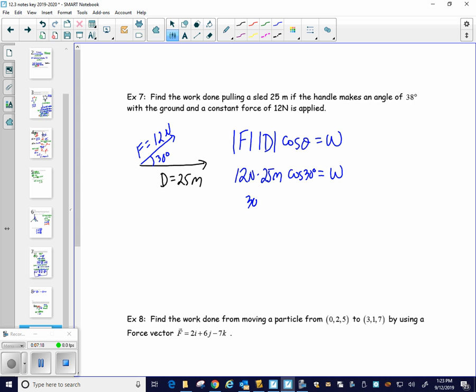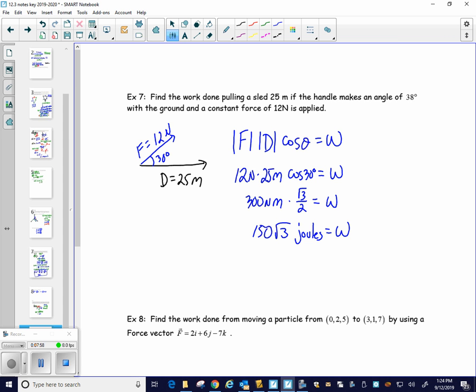So 12 times 25 is, why is my brain not functioning? 300 newton meters times cosine of 30, which is root 3 over 2. And a newton meter is the way you say a joule, for those of you who don't know that term. Newton meters are joules. So 300 times root 3 over 2 gives us 150 root 3 joules of work done. Now, to mathematicians that might mean something, but to most other people that's not going to mean anything.